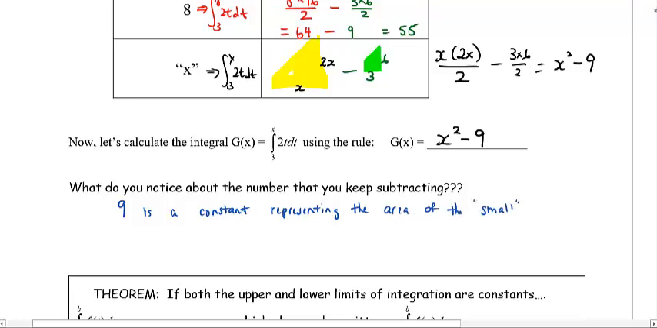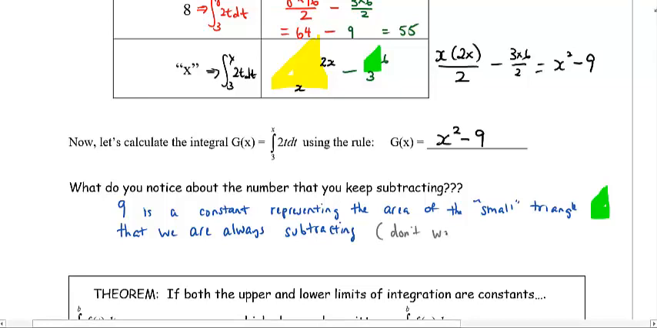The area of the small triangle, right? That one in green. I'll draw a little picture. That one in green that we are always subtracting. Okay. Why do we want to do that? Because of course we don't want to include that in the area.